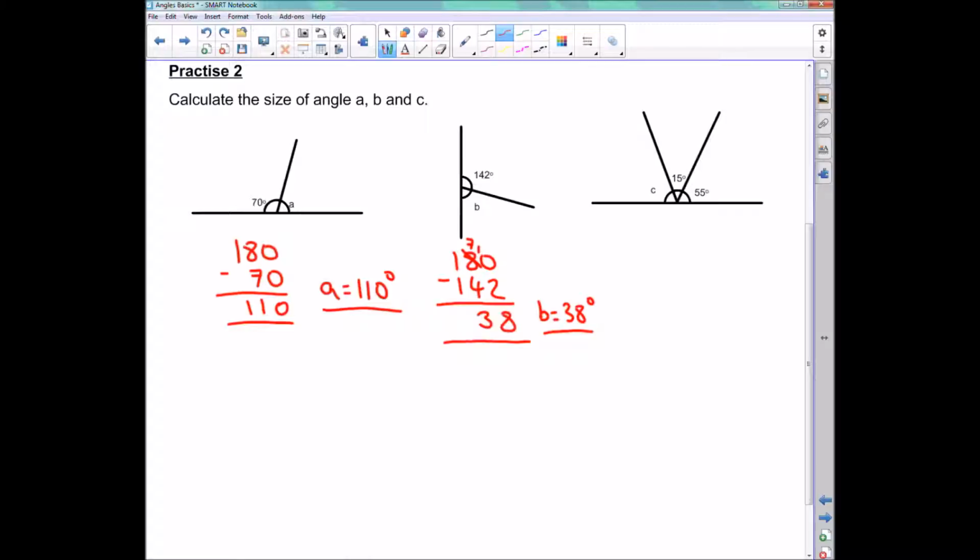Okay, finally, I've got three different angles here. So I'm going to start by adding up the two angles that have been given, 15 and 55. Okay, so 5 and 5 is 10, 1, 5 and 1 is 7. Now that I know that those two angles add up to 70, I'm going to take that away from 180. So 180 take away 70 is 110. So that means C is 110 degrees.